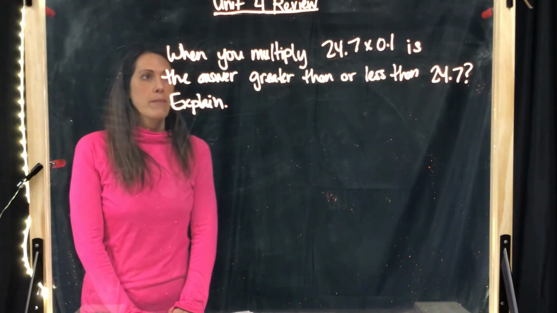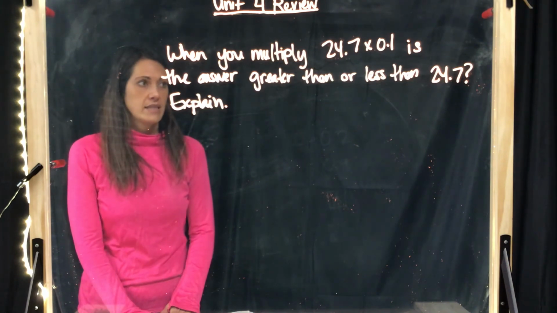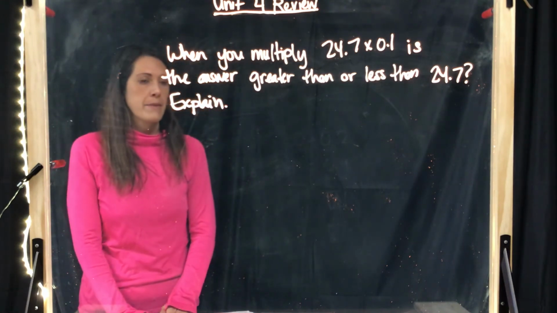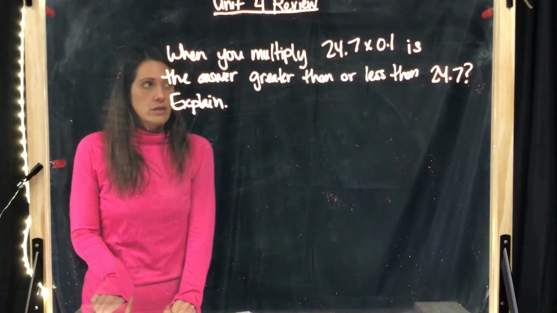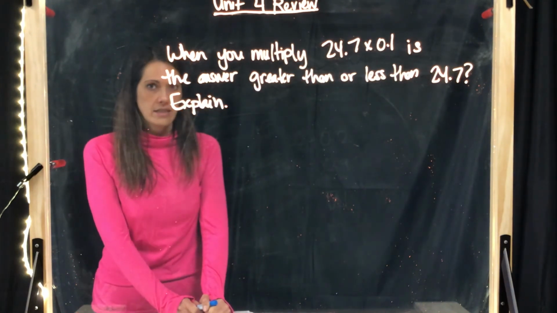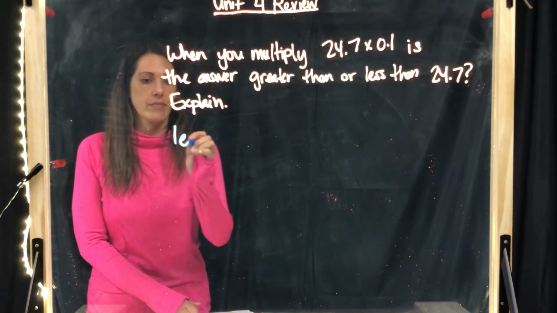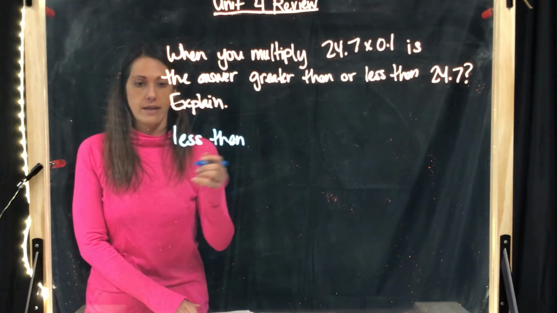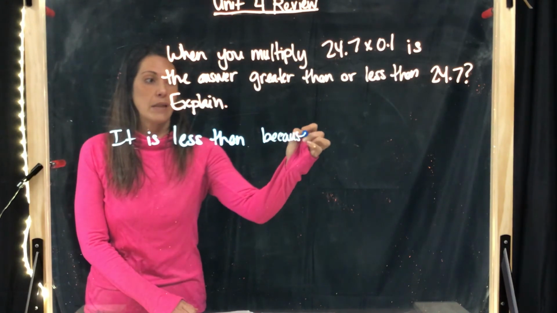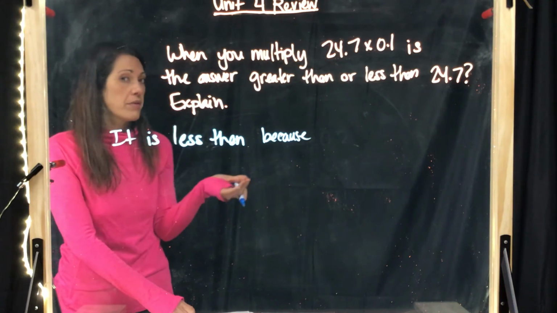For number 24, it says when you multiply 24 and 7/10 by 1/10, is the answer greater than or less than 24 and 7/10, the original term you started with? And we have to explain our thinking. So when we have a number that we multiply with a decimal, then our answer is going to be less than. We should first answer less than. It is less than, and we're going to write because. Explain means you need to add the word because.